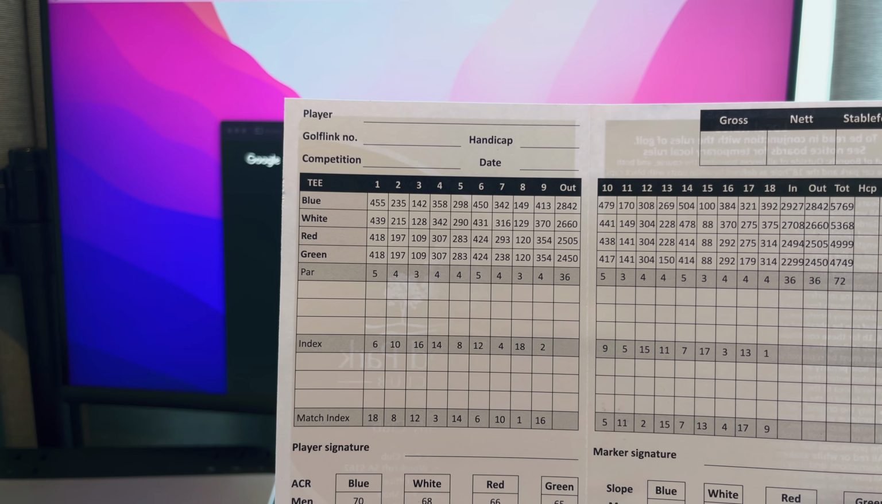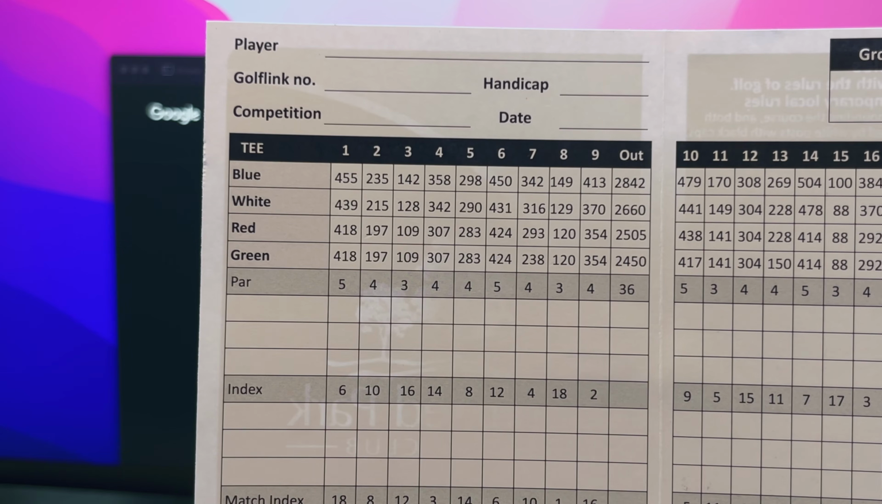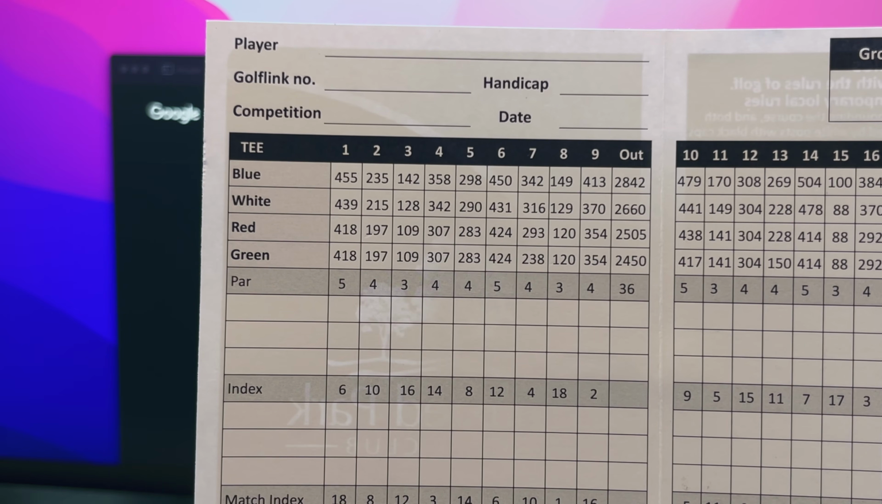On to the next example. Here we have a scorecard that is used in the sport of golf, but it looks an awful lot like what you would see on a spreadsheet at work or a mathematics exam at school.